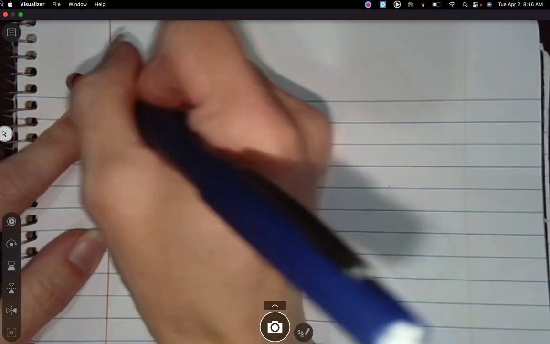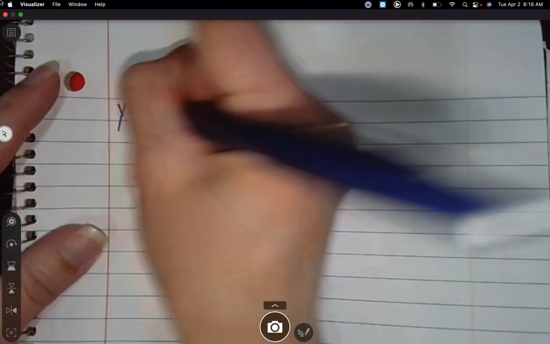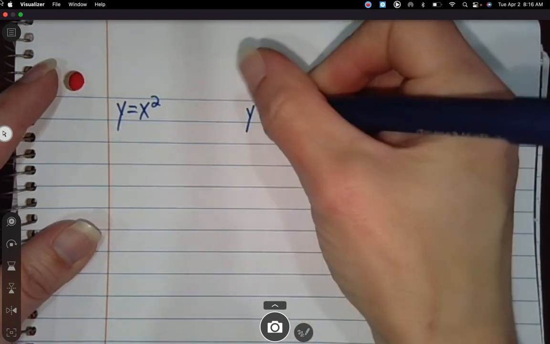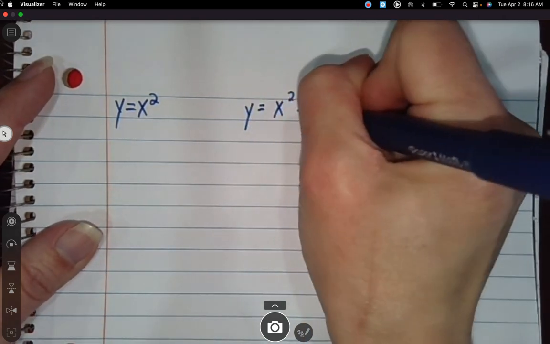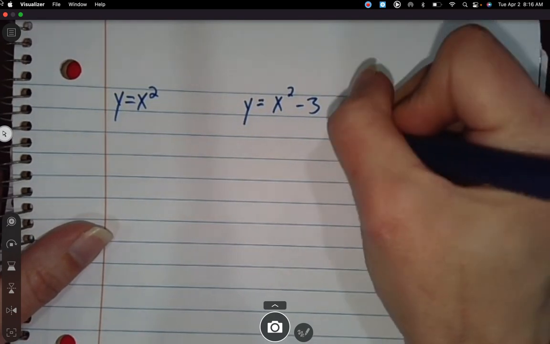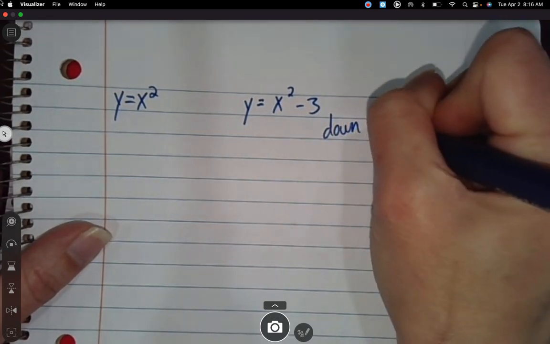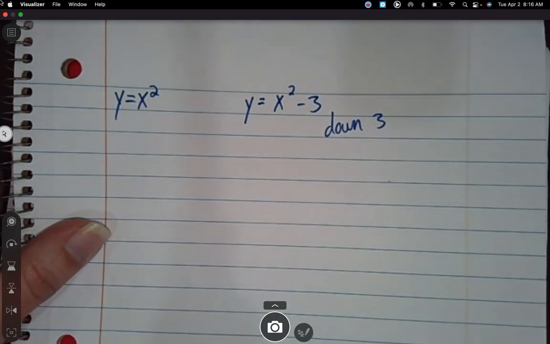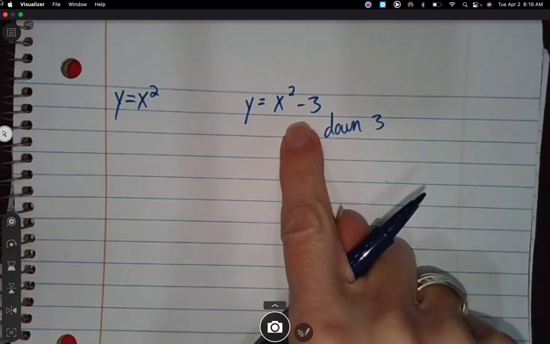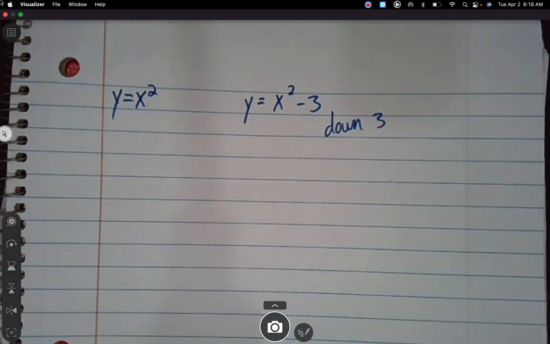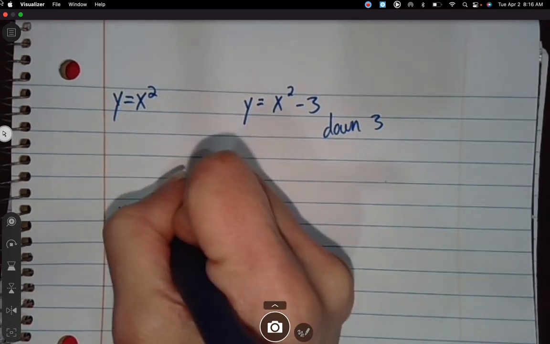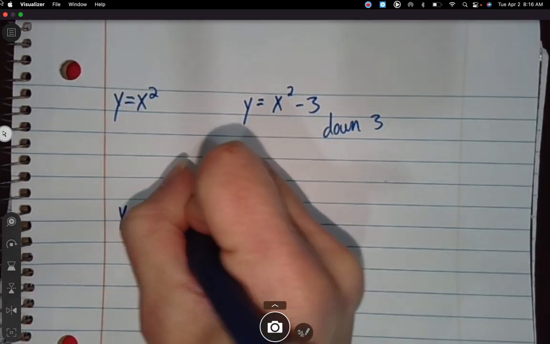Let me do another one. What if I have y equals x squared? That's our basic graph. Where has this one moved? Down 3. That's where that one has moved. Down 3. So when the number's out here, this is not in your lesson, but just like a heads up, something y'all will learn.